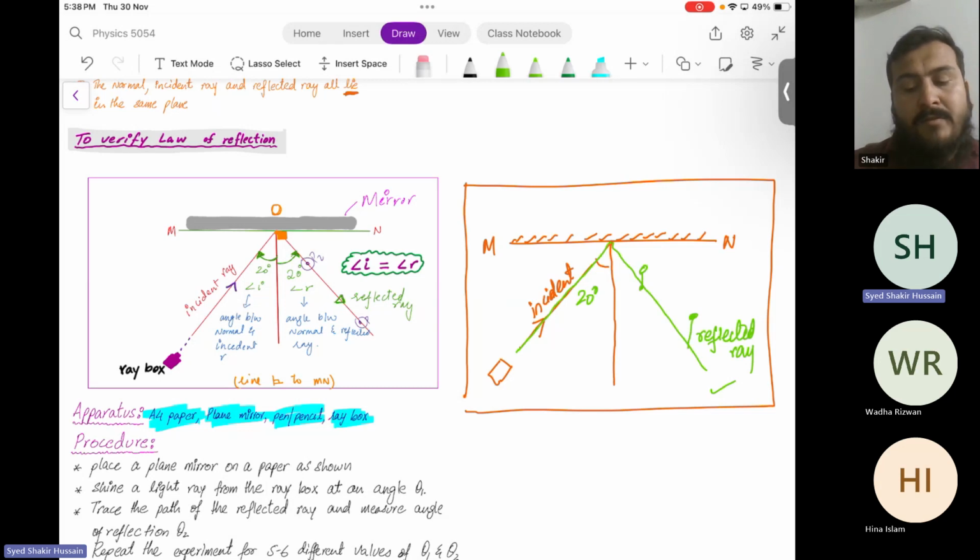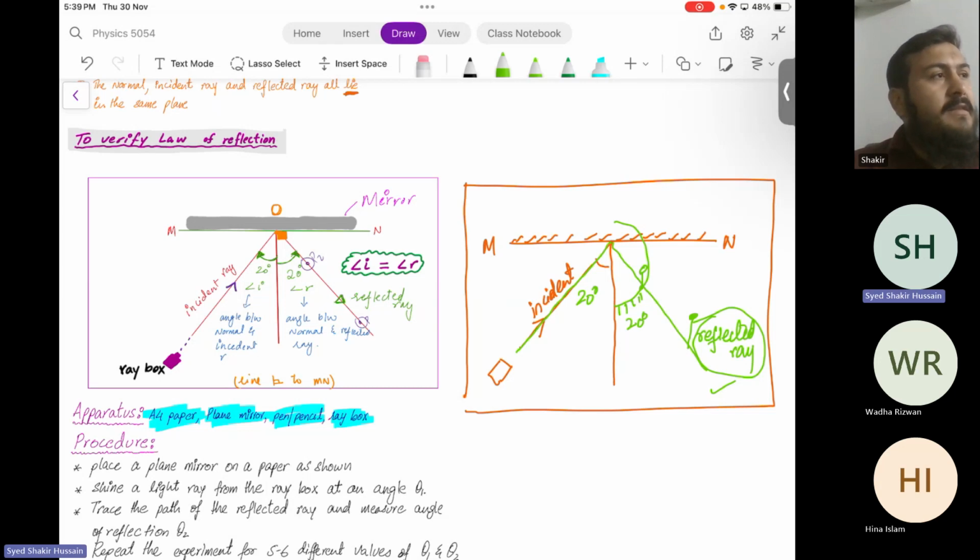When I place two optical pins on this ray, will these pins leave a mark on the paper? So now, when you remove the ray and the pins, you can join these two marks, and you will obtain a line. This line is what? Reflected ray. And then you will take your protractor and measure this angle. So this angle is the angle of reflection. If you have done your experiment correctly, you will find that this angle is also approximately 20 degrees.